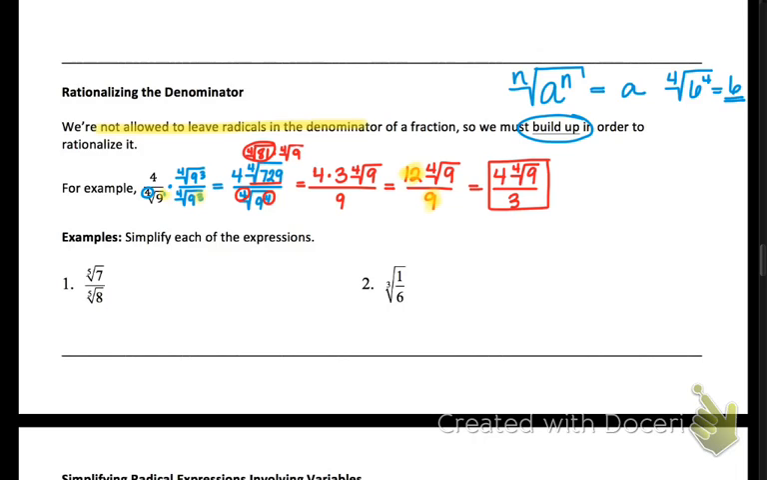I know it does not necessarily look more simple, but we decided a whole long time ago that the rule was that there were no radicals in the denominator. And so that's why we have to write it in this form. Okay, I'm going to erase this, and I want to show you a different way that you could think about this.